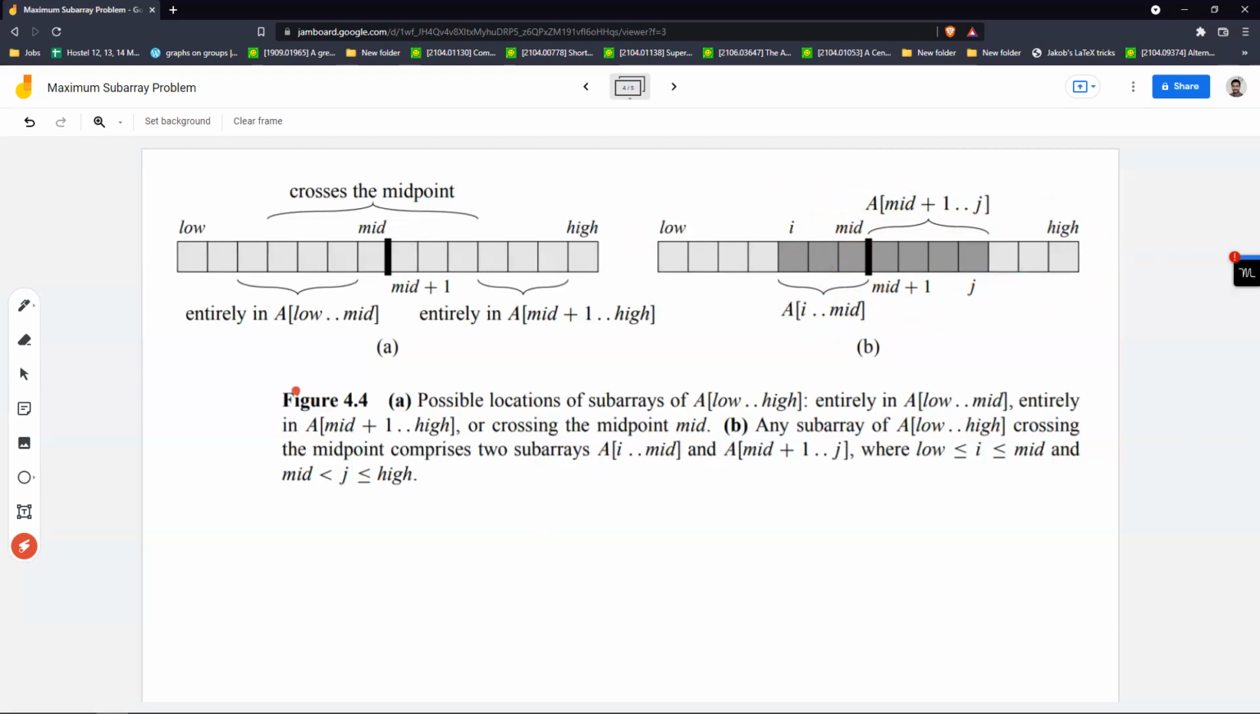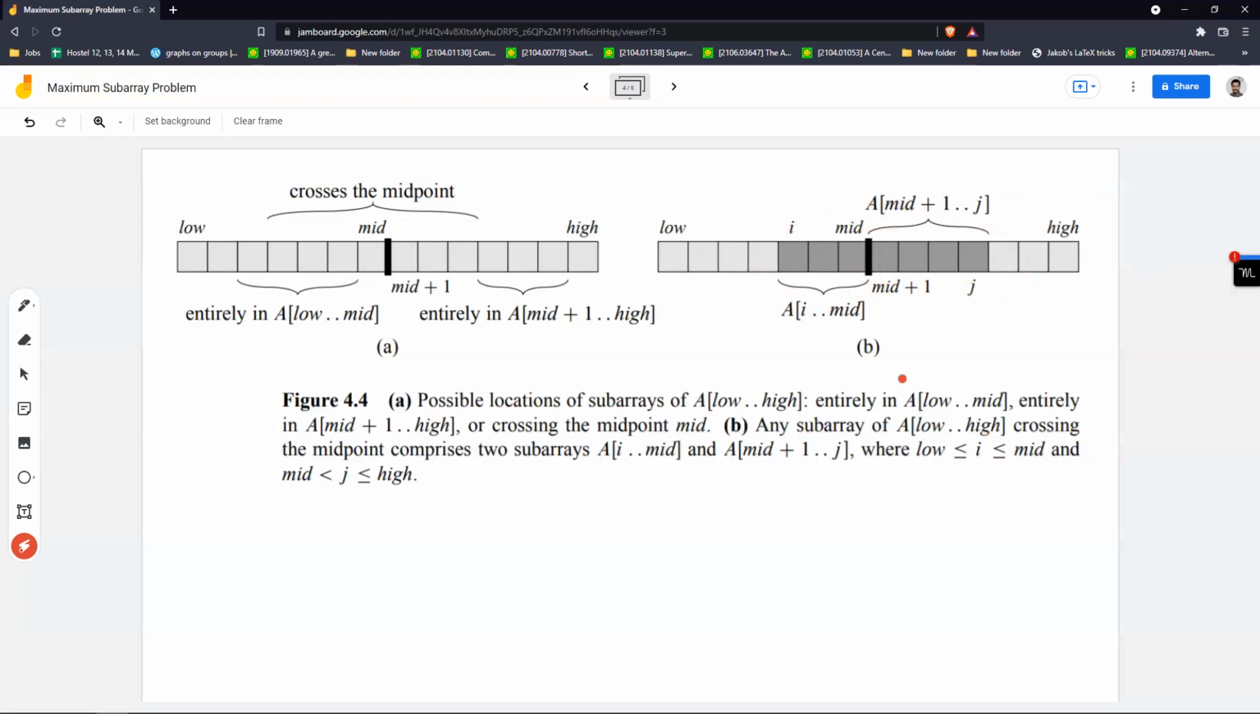So that's what they have written here. Possible locations of subarrays of A low to high: entirely in A low to mid, this part, or entirely in A mid plus 1 to high, this part, or crossing the midpoint mid. Further, any subarray of A low to high that crosses the midpoint mid comprises two subarrays, A i to mid followed by A mid plus 1 to j. So there cannot be any gap here. That is the idea.